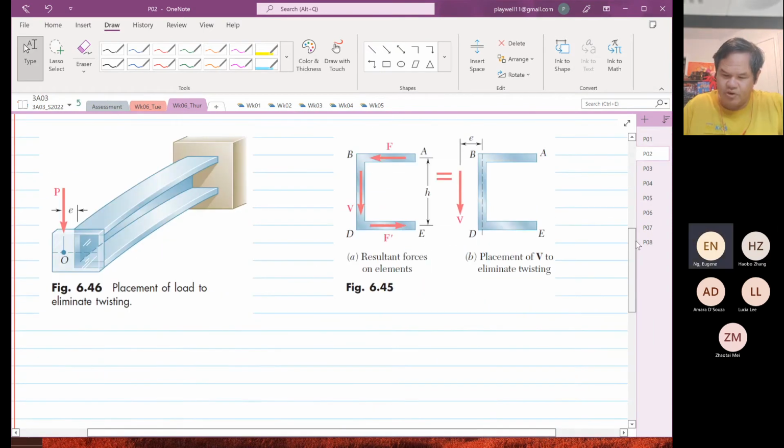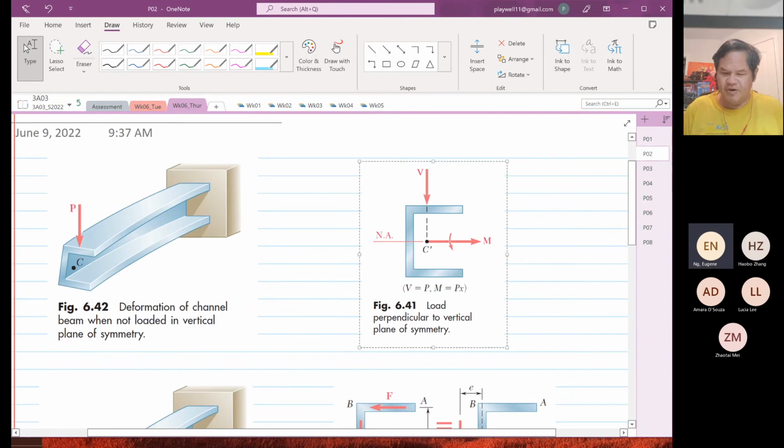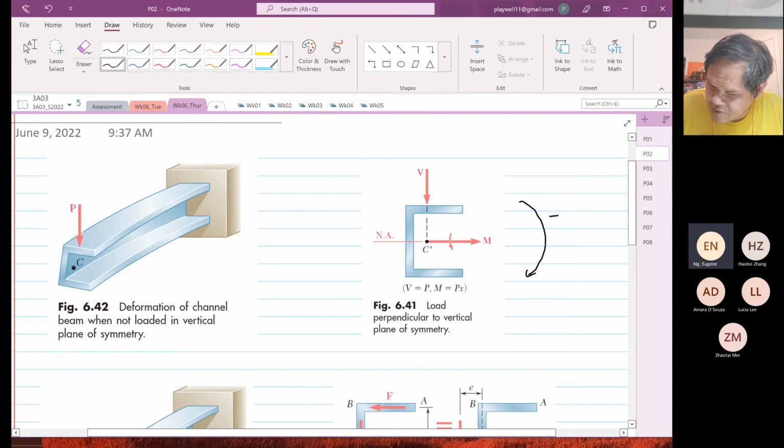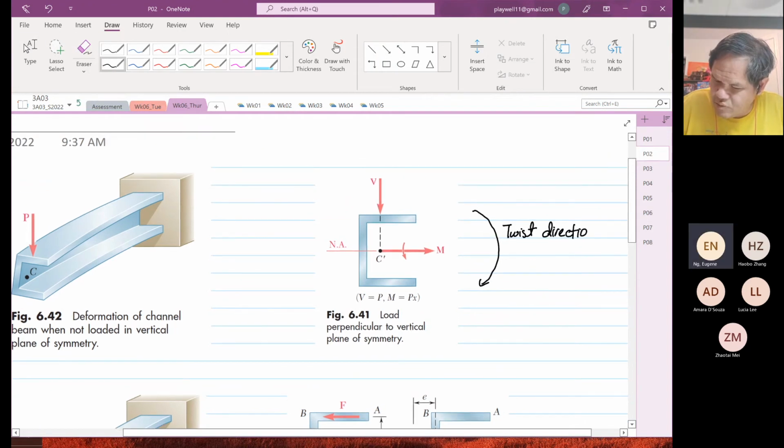Okay, so originally, as you see on the diagram above, you have a twist, right? You have a twist in the right direction over here. Okay, this is a twist direction. And I'm going to construct our shear flow. Okay, so our shear flow, the web controls the direction. Okay, so this is how the shear flow is going to be, right?